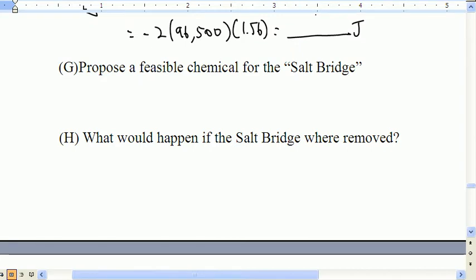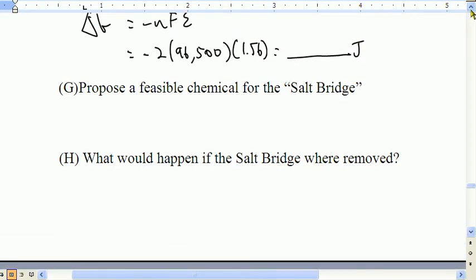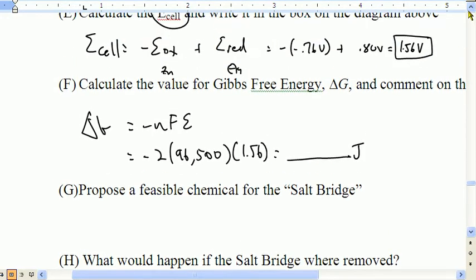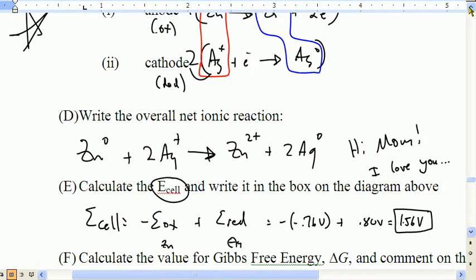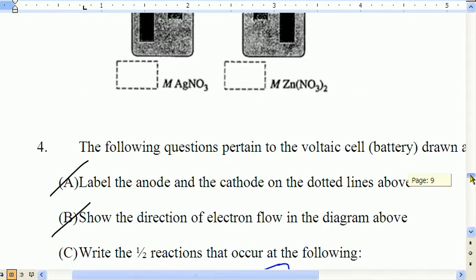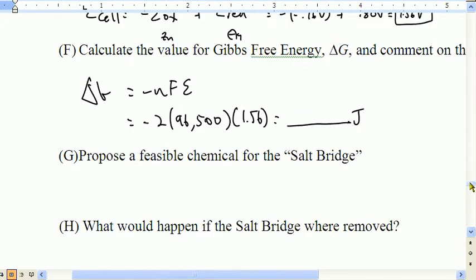All right, propose a feasible chemical for the salt bridge. So we're going to want to use the spectator ion and an alkali of the spectator ion. According to the battery above, who's our spectator ion here? Nitrate. Yay! I love it when nitrate is. So we're going to pick an alkali like K+ and nitrate. So potassium nitrate would be a nice chemical for our cute little salt bridge.